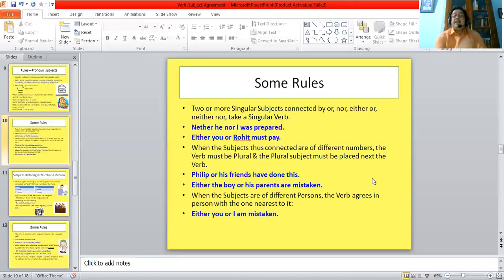Okay, so we have the first person over here together with the second person. So the verb will agree with the person which is nearest to it, that is the first person. Either you or I am mistaken.